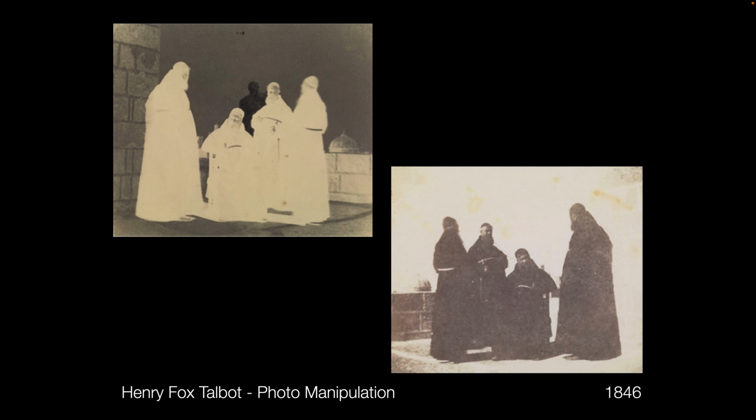So Henry Fox Talbot, we talked about him in part 1. He was one of the 3 to 4 guys that was working to create the most practical photographic process in the beginning. And here is maybe the earliest example of photo manipulation. In the upper left is the negative, and this is called the 4 monks, but you can see that there's a 5th monk in there that gets eliminated from the photo.